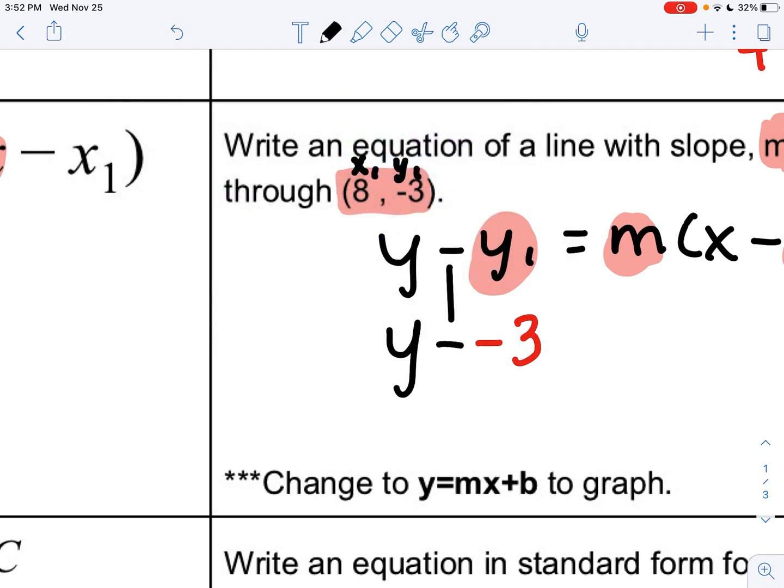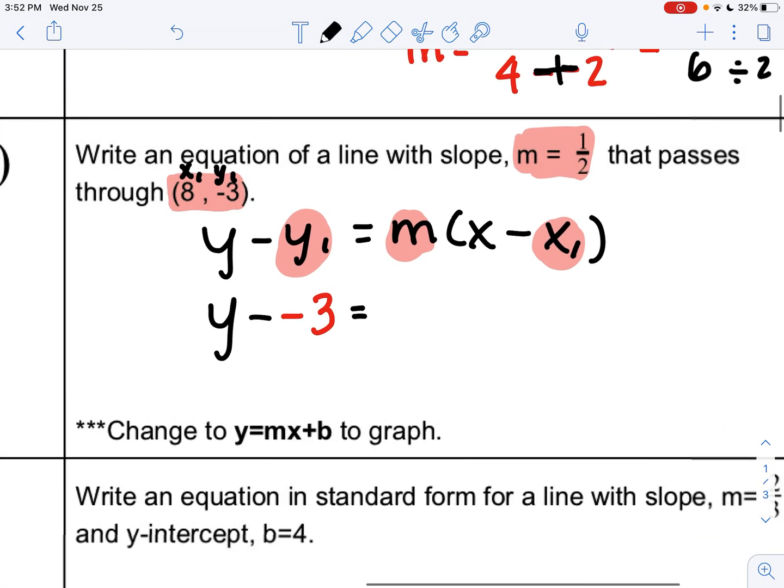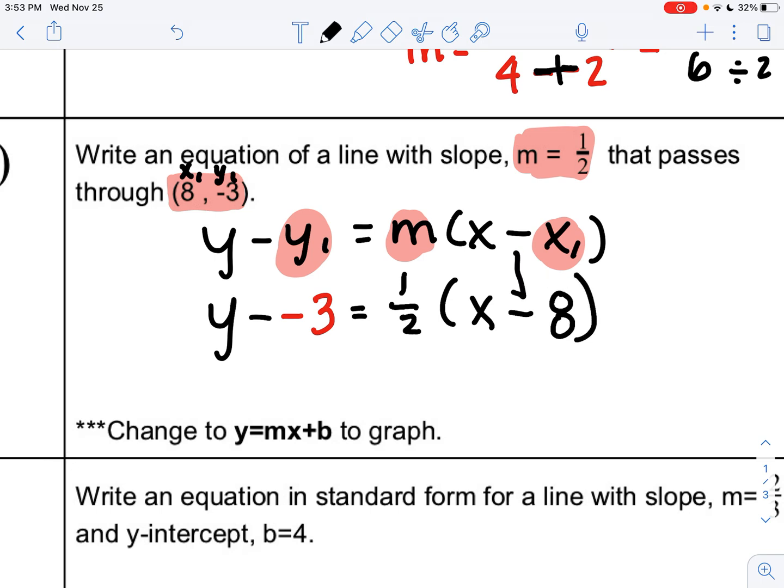Okay, and that minus comes from the formula, so just drop that down. And then -3 is my y1, equals my m they gave me as well, which is 1/2, times x minus, and my x1 is 8. So I'm going to put a positive 8 in there. This x1 is a positive 8, but the reason it looks like a -8 is because in that formula, you bring down that negative, right?